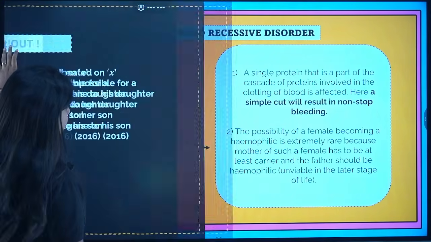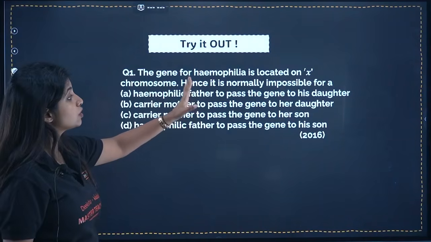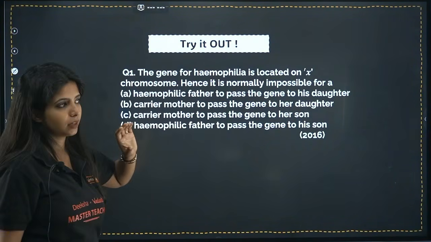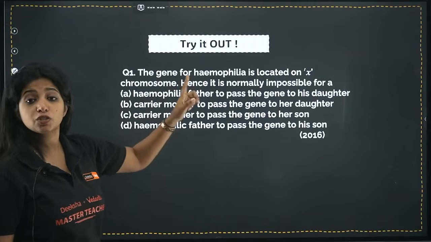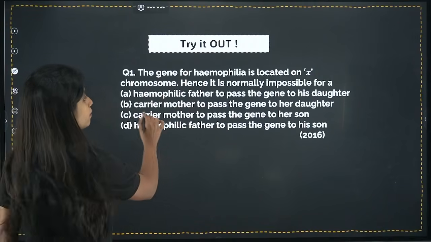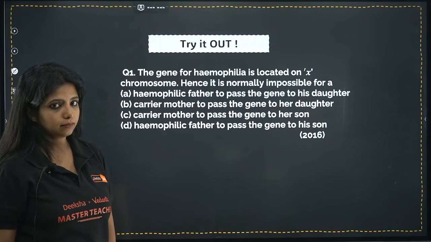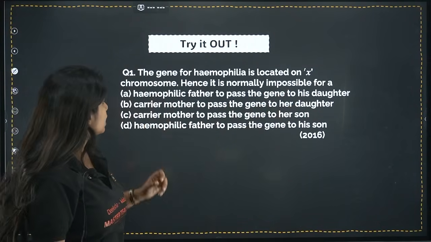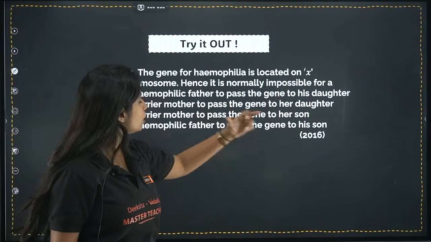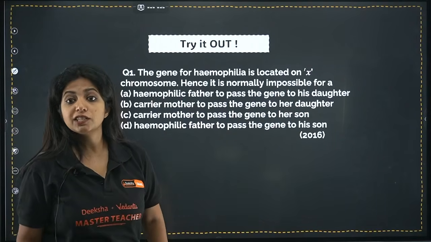Now a question for you. A gene for hemophilia is located on the X chromosome, hence it is normally impossible for what? The gene for hemophilia is located on the X chromosome, agreed? Yes. Hence it is normally impossible for what? Hemophilic father to pass the gene to his daughter, carrier mother to pass the gene to her daughter, carrier mother to pass the gene to her son, hemophilic father to pass the gene to his son. What do you think? It's normally impossible.